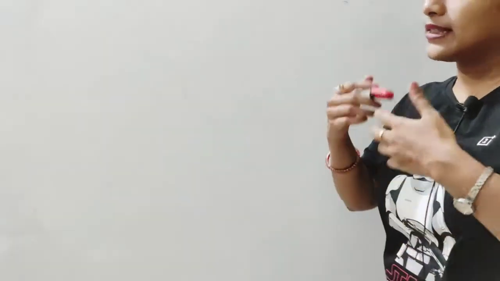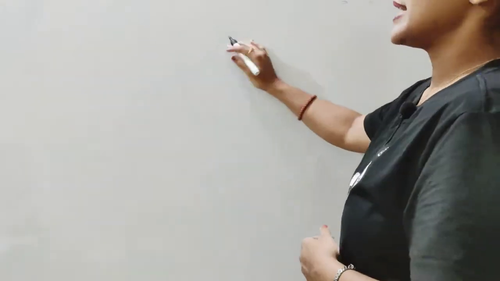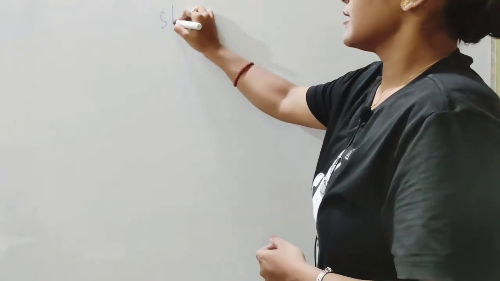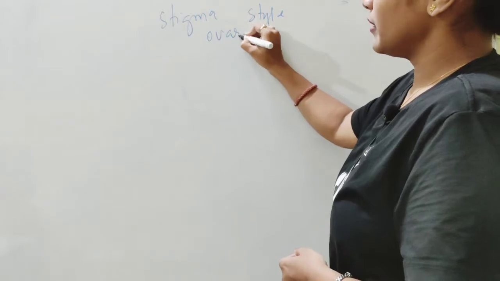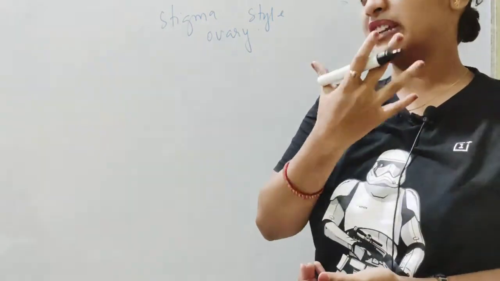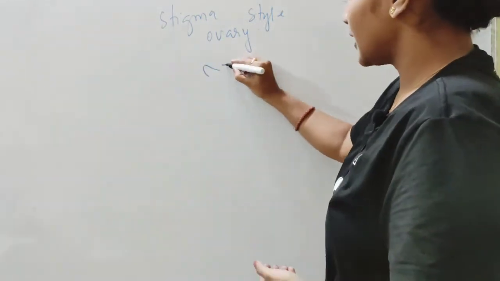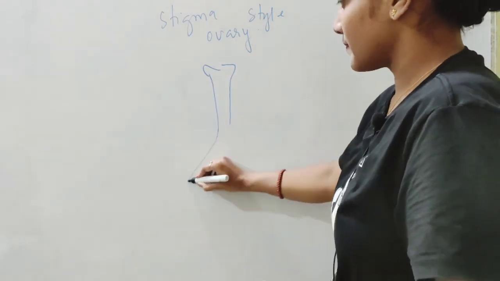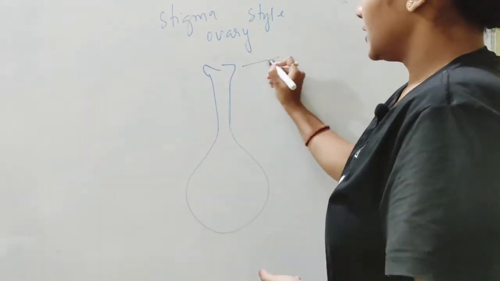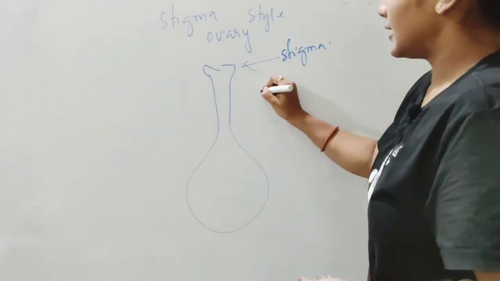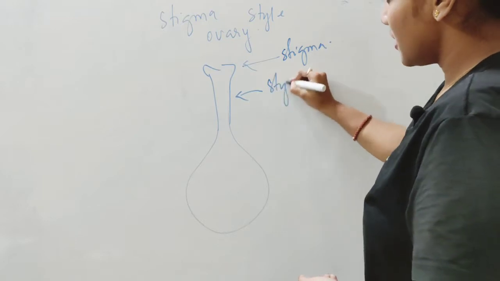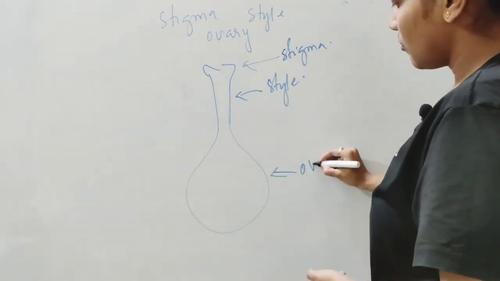Now talking about the gynoecium of a flower. When we say the gynoecium, it is the female reproductive part of the flower, and it basically comprises three major parts: stigma, style, and ovary. If I diagrammatically show you a brief structure, it looks something like this. The upper lobed part is the stigma, the neck-like projection is your style, and ultimately it leads into the ovary.